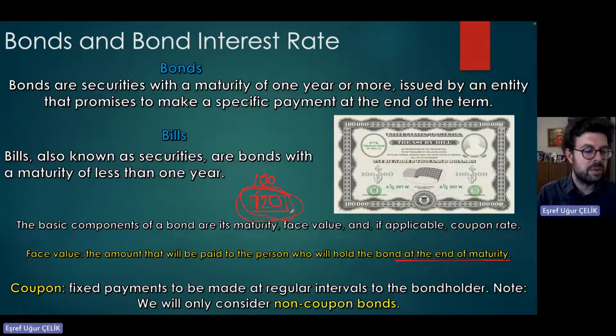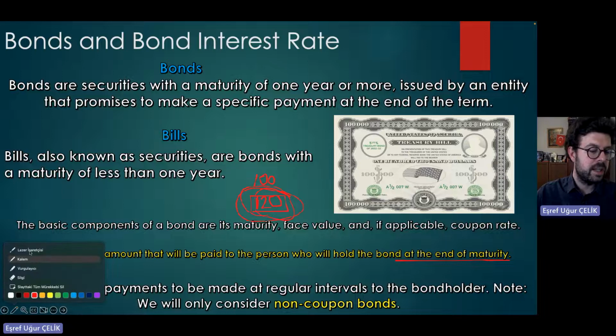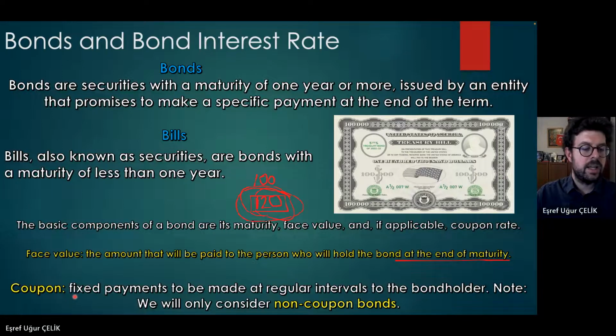We will not focus on the coupon part, but let's look at the definition. I can take the laser again. That is the fixed payment made at regular intervals to the bondholder. Okay.